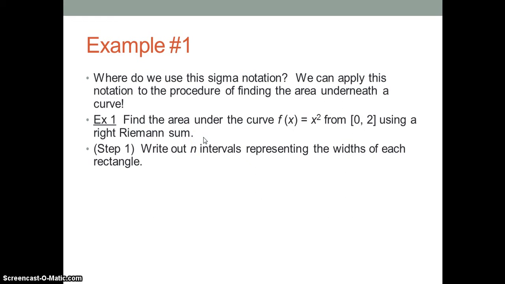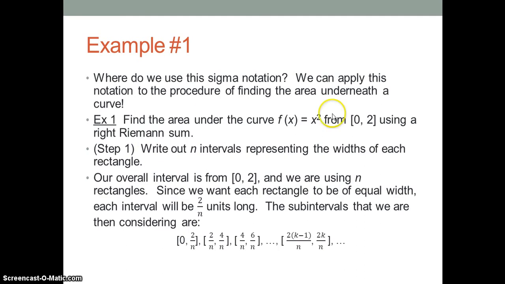So this is a complicated process at times. After a while, you will see how quickly it can go, but I'm going to lead you through the steps to start. The first step, write out n intervals representing the width of each rectangle. So we're going to use n rectangles in this case on an interval from 0 to 2. That'll mean that each rectangle, if it has equal width, which we're going to do here, each interval will be 2 over n units long. Width of the interval is 2 divided by the number of rectangles, which is n.